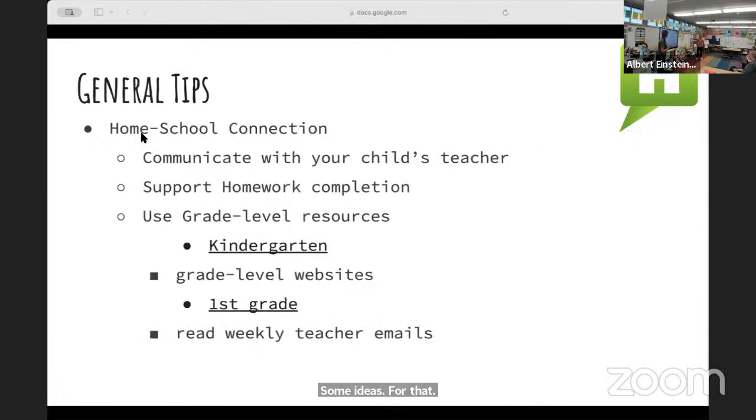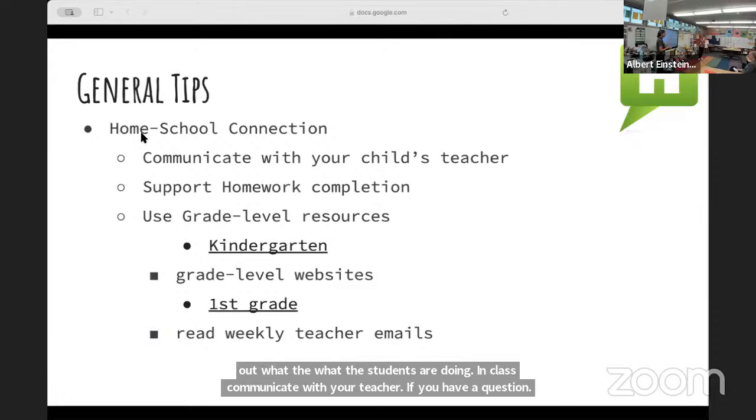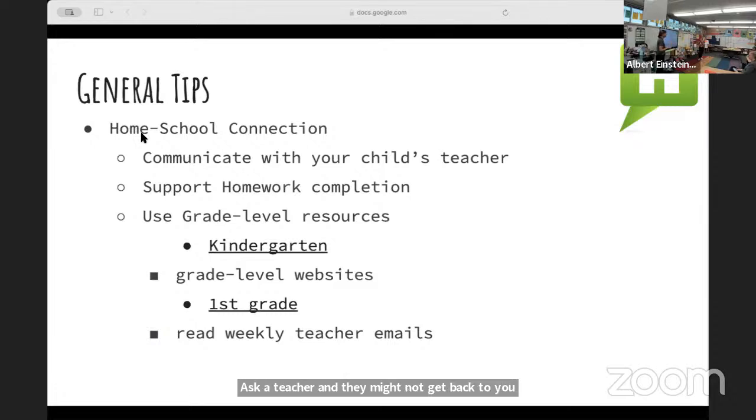We have Homeschool Connection. Read the weekly teacher emails. There's often a lot of links that you can go to or slideshows that you can see. Find out what the students are doing in class. Communicate with your teacher. If you have a question, ask your teacher, and they might not get back to you right away, but they'll get back to you, and you can ask the specific question or ask for a recommendation for a book or just what can I do?